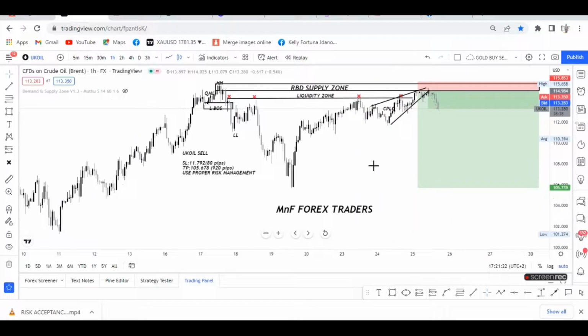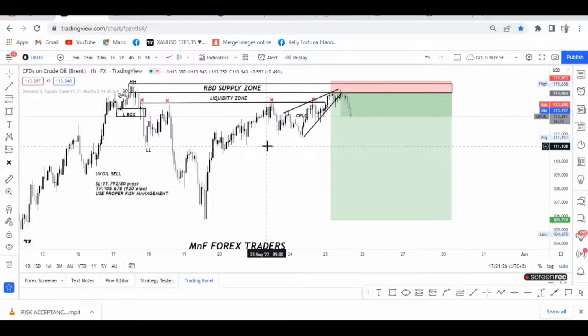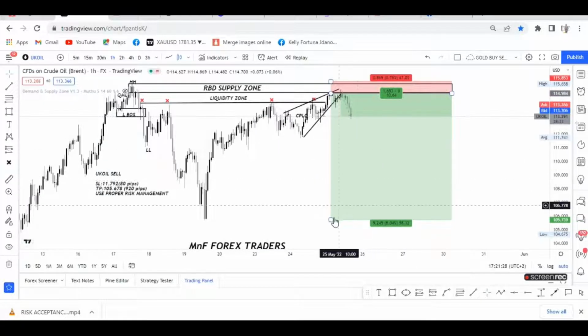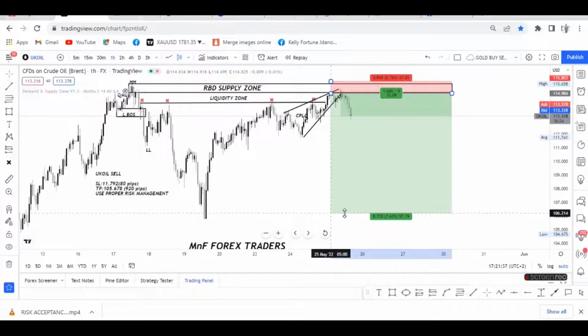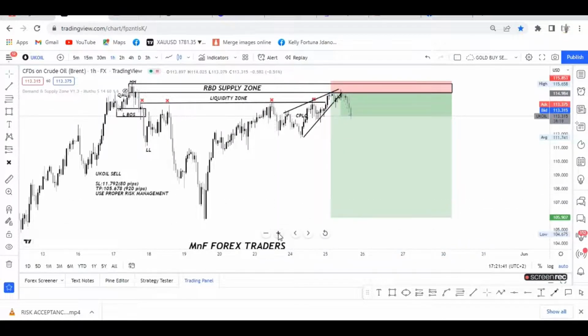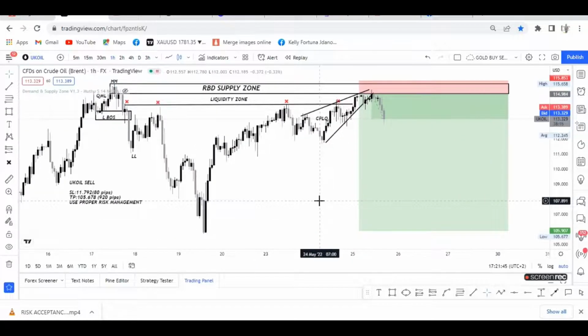So this is a 1 to 10.6 risk to reward ratio, and so far I think we've done pretty much over 1 to 2 risk to reward ratio. So far so good. It's moving in our direction, and it's nice. So we hope that it can continue to move like that. Then as the market continues to go down, we'll continue to trail our stop loss to break even.